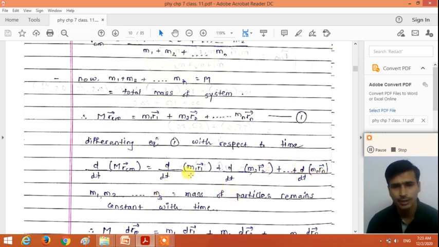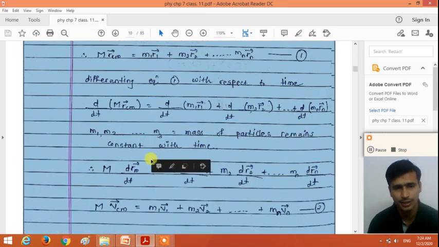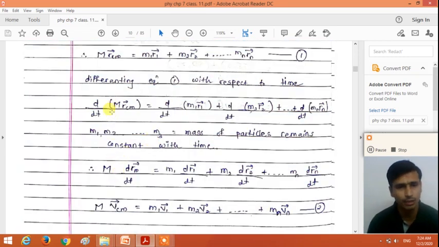So here, dear student, m1, m2, m3 up to mn, the mass of the particles, remains constant with time. So we can say that the capital M, that is the total mass of the system of particles, remains constant with time, right? So we take the mass outside the differentiation, right? So M we take outside the differentiation.